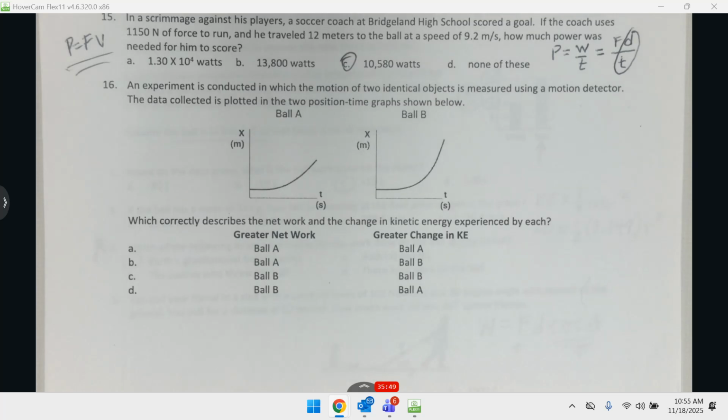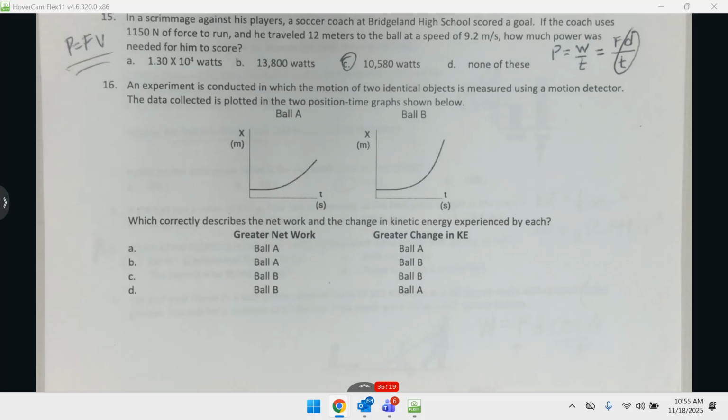One question left, number 16, and it's one that you guys did pretty good on. 83% of you got number 16 right. It says, an experiment is conducted in which the motion of two identical objects is measured using a motion detector. The data collected is plotted in the two position time graphs shown below, which correctly describes the net work and the change in kinetic energy experienced by each. This also is similar to something that's going to be on your FRQ.